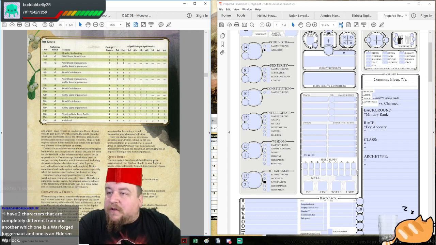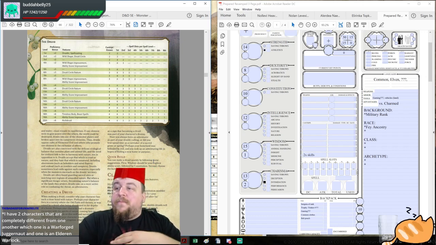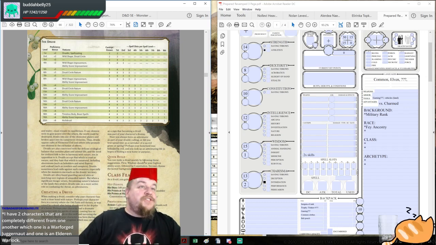Forerunner, I have two characters that are completely different from one another. One is a Warforged Juggernaut, and the other is an Eladrin Warlock. Okay, so yeah, it does sound like you're playing 4th edition D&D, correct? If you said that above and I missed it, I'm sorry, just humor me. And yeah, a Warforged Juggernaut would be very different than an Eladrin Warlock, for sure.